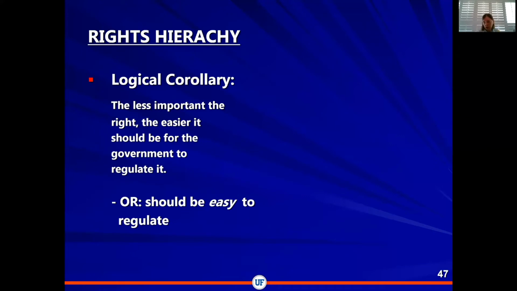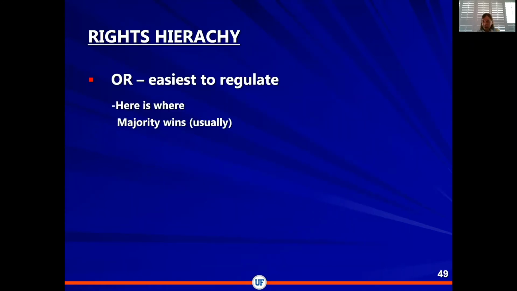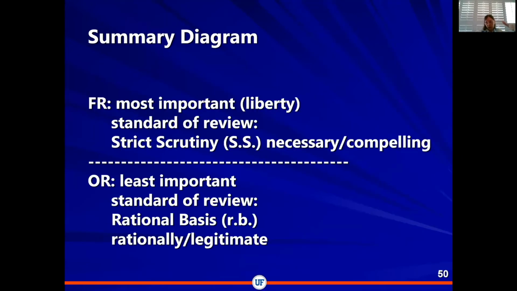The corollary to that, of course, is I go back to those ordinary rights. Those ordinary rights should be easy for the state to regulate. In fact, they just have to be rational. Even though they can pass irrational laws, it's not hard to pass a rational law. They should be easy to regulate. That's where your majority wins. So it sort of looks like that, and that dotted line is represented by the word liberty in the 14th Amendment.